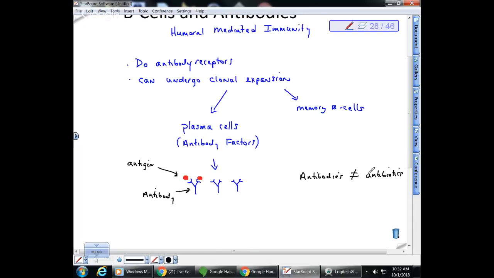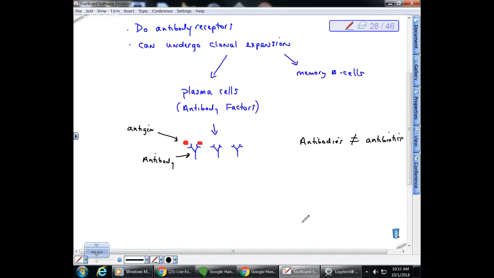So antibiotics are chemicals that kill bacteria or inhibit their reproduction specifically. So we can use antibiotics to treat bacterial diseases because they destroy the bacteria or prevent them from reproducing. We can use antibodies medicinally. For example, you can get serums put into your body that contain antibodies designed to fight off a particular infection. But generally, that is not as commonly used as antibiotics, right? Okay.